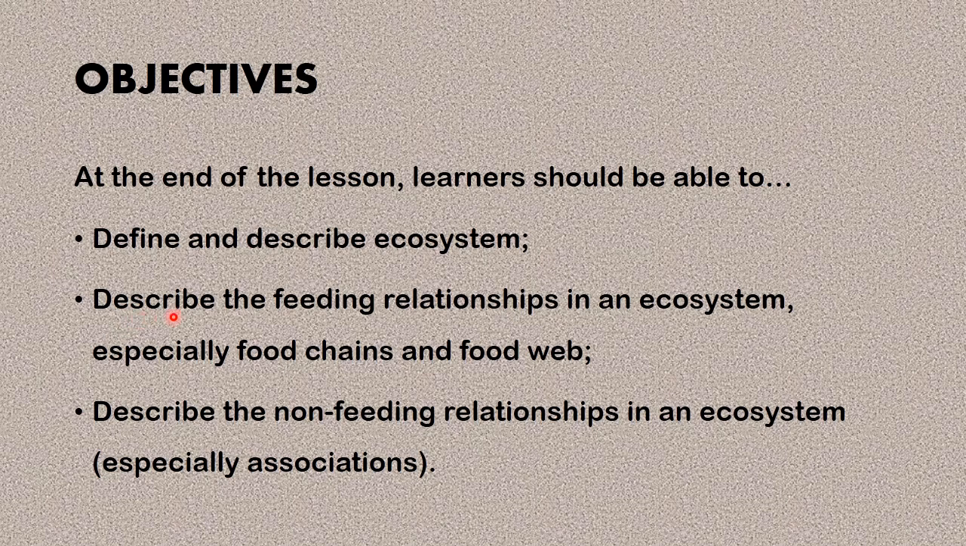They should be able to describe the feeding relationships in an ecosystem, especially food chains and food web. Learners should also be able to describe the non-feeding relationships in an ecosystem. We are talking about associations.